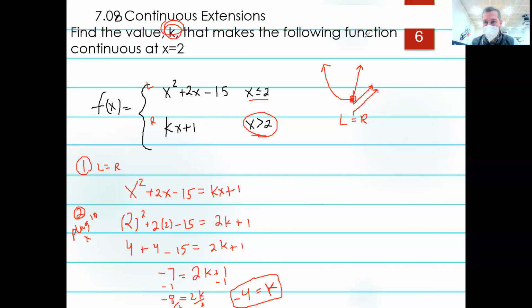Now we could do a check here. Our check would be a check for continuity. We'd have to make sure that the left is equal to the right. That is one definition of continuous. So I can actually plug this in and see.